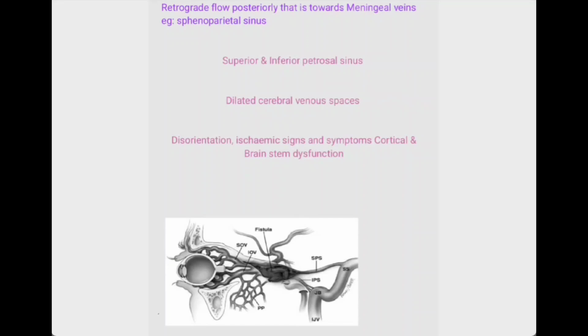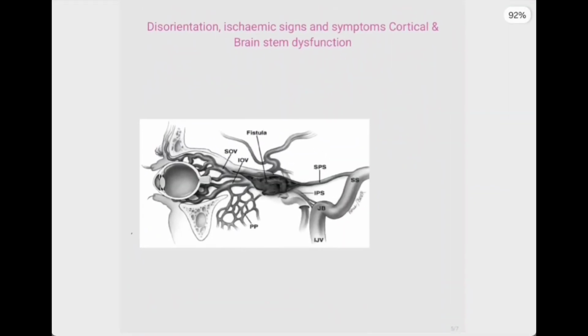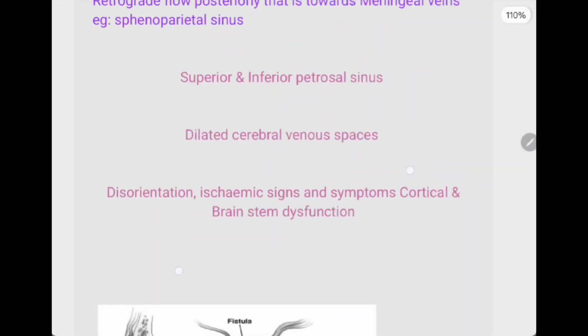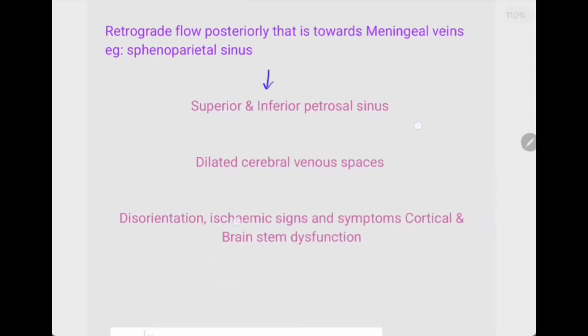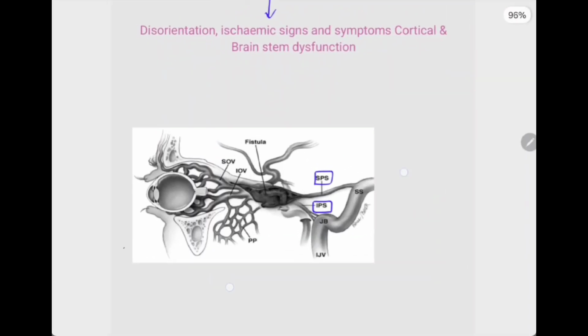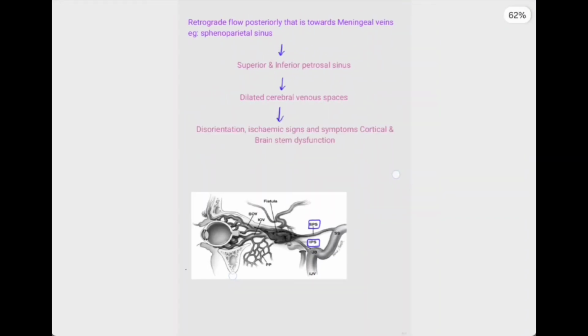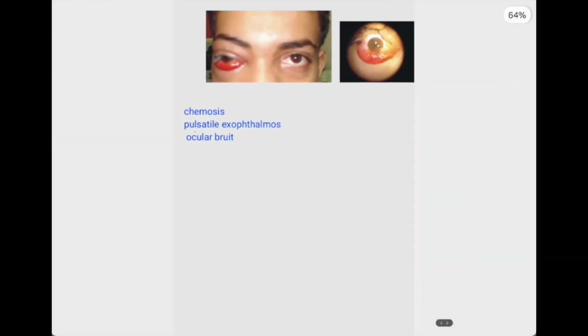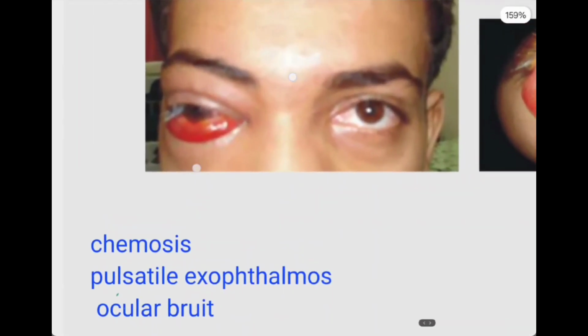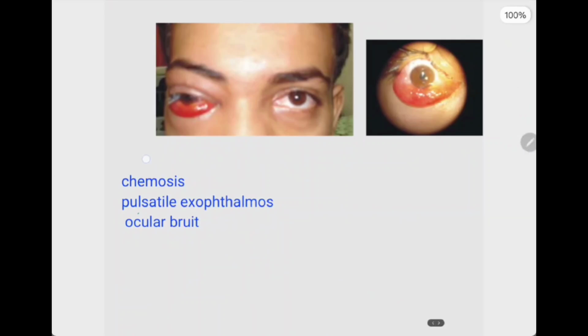Instead, if there is retrograde flow posteriorly, that is towards meningeal veins, for example sphenoparietal sinus, that is to superior and inferior petrosal sinus, it can lead to dilated cerebral venous spaces causing disorientation, ischemic signs and symptoms, cortical and brain stem dysfunction. Presentation of patients in direct CCF is usually acute onset with overt signs and symptoms.